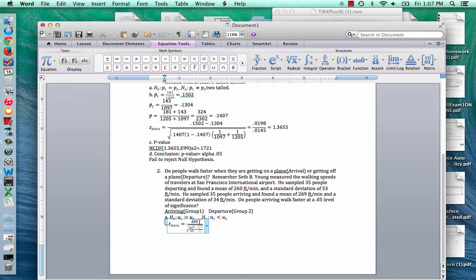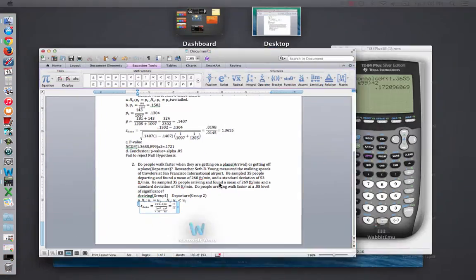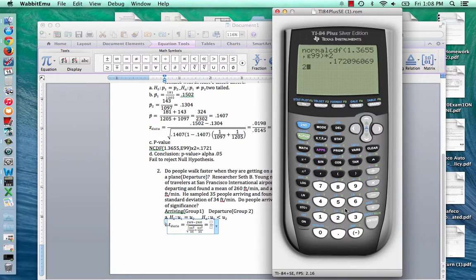Okay, then we minus off on the numerator the mean from group 2. He sampled 35 people departing and found a mean of 260 feet. Their standard deviation in group 2 was 53 feet per minute. We square that, and then we divide by the sample size there, which is also 35. Alright, so then we're going to write the top number, the bottom number, get this into our calculator, and write them down. Okay, so the first one we have to do is 269 minus 260. That's 9. Jot that down.